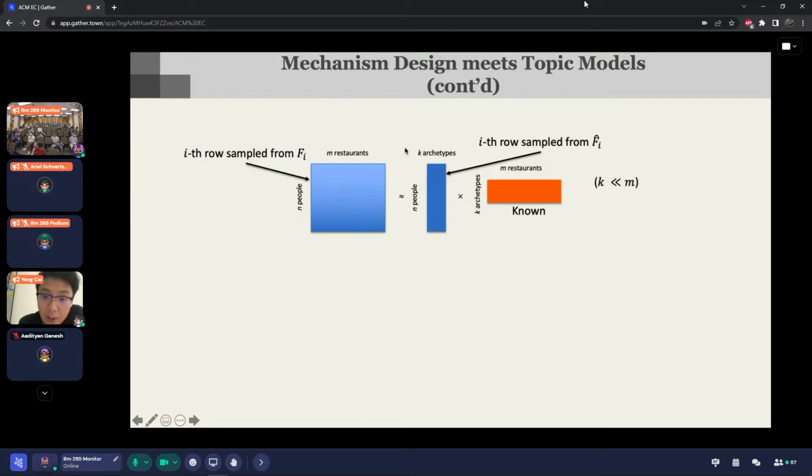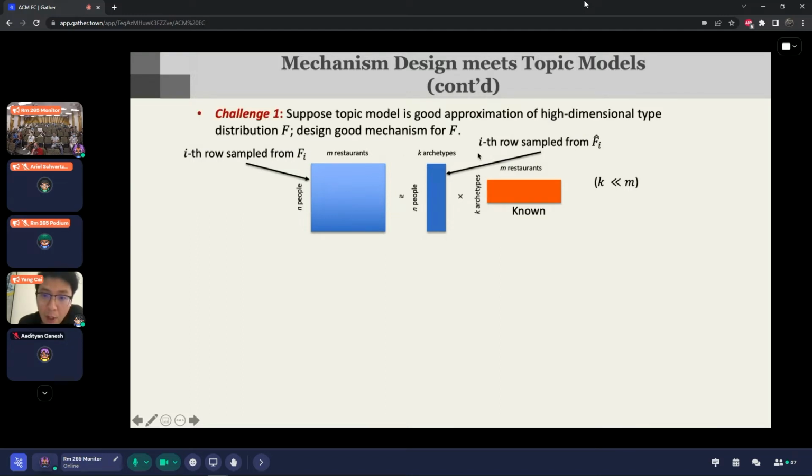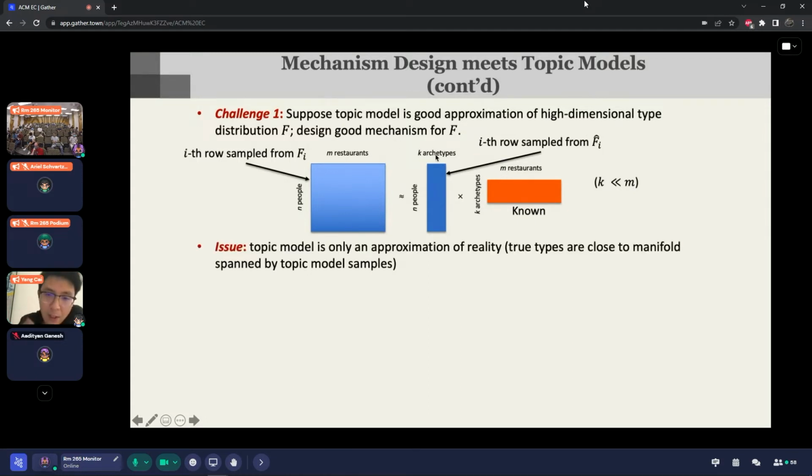I would like to design a mechanism when I only know the right-hand side topic model, but not the left-hand side true distributions, that will work well for the true distribution F. So that is the model. The first challenge, which I already mentioned, is that I only know an approximate distribution, and I want to use it to design a good mechanism, even for the true distribution.